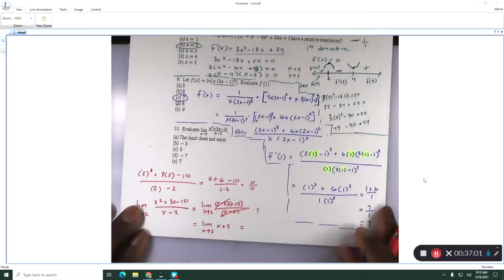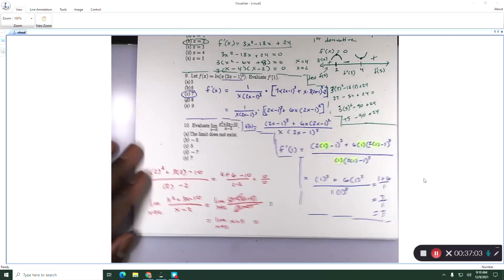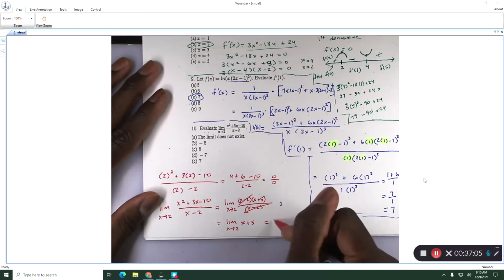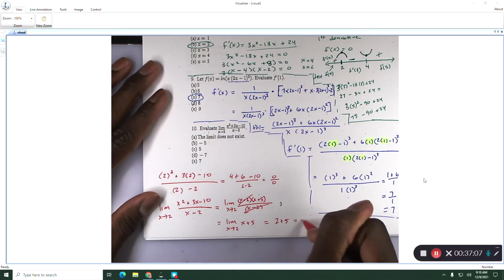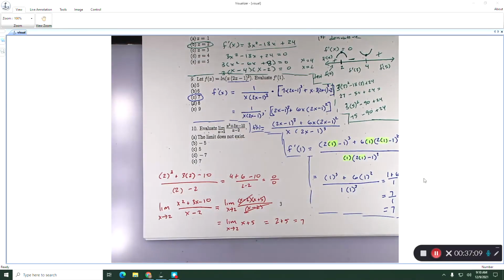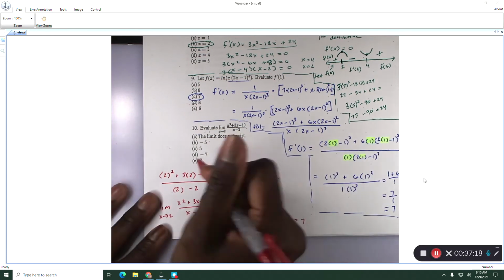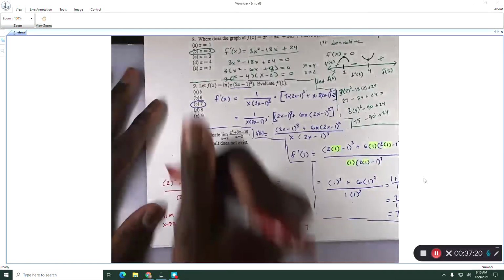Now I can evaluate that. 2 plus 5, 7. Done. That can be seen as the long way, but it's pretty quick. There's another way.